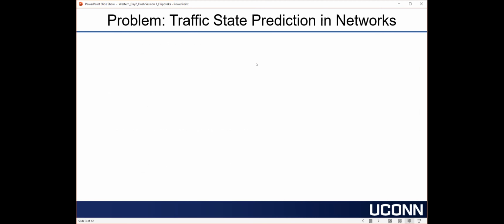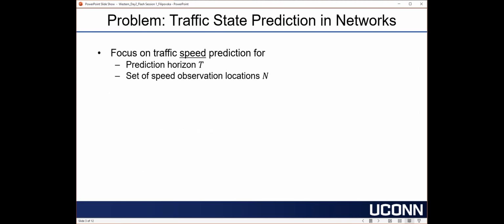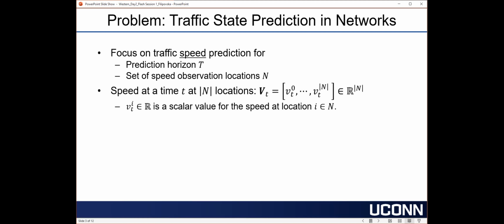To give you a more mathematical representation of this problem, we focus on traffic speed prediction as a more user-centric measure of traffic, as opposed to flow or density, and it can be easily converted to travel times. We consider a given prediction horizon T and a set of observation locations throughout a network. The speed observed at any given time forms a vector of observations across all of these different locations, and those locations can also be placed on a network.